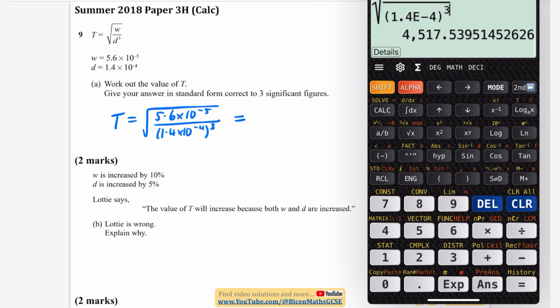So I'm just going to write this number here down to 3 significant figures. I'm going to, first of all, just write it down as like a whole number like this. That's to the nearest number. So now I'm going to do it to 3 significant figures. That's going to be 4520. So to get that in standard form, that is 4.52 times 10 to the power of 3.